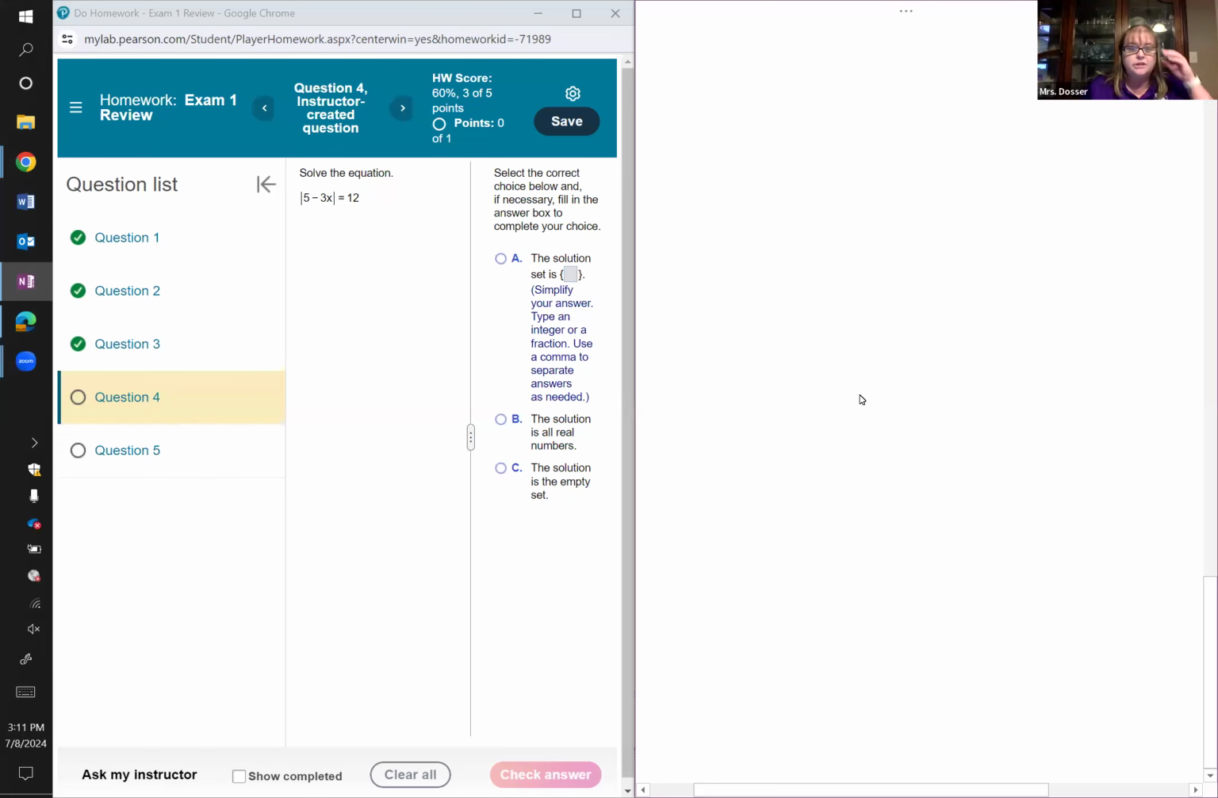Another unusual equation. This one includes an absolute value. And so what we need to remember about absolute value, anything inside the absolute value, we solve first, and then the absolute value makes it positive. And so to say that the absolute value of 5 minus 3x is equal to 12 means that whatever's inside there could be a positive 12. It could also be a negative 12. So that when we take the absolute value, it makes it positive.